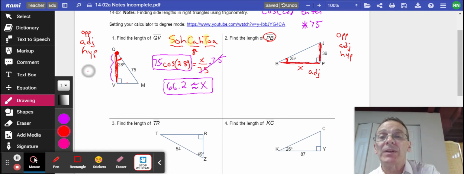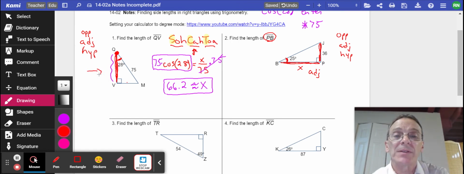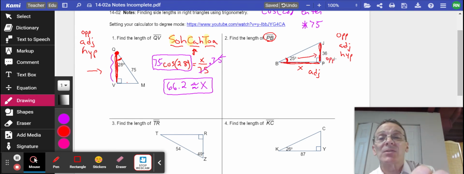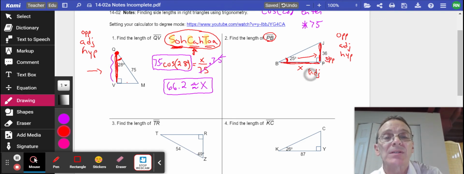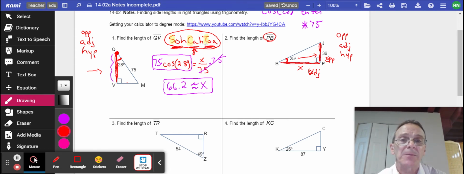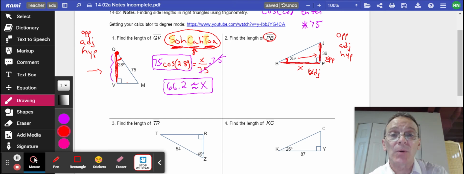Much like it was over here, it was the adjacent side. But what side have we been given? This time we've been given the opposite side. So then you go back to SOHCAHTOA and you look for which of these 3 functions connects opposite O and adjacent A. Well, it's the tangent right there, right? Tangent is opposite over adjacent. So now we've got to write a tangent equation.